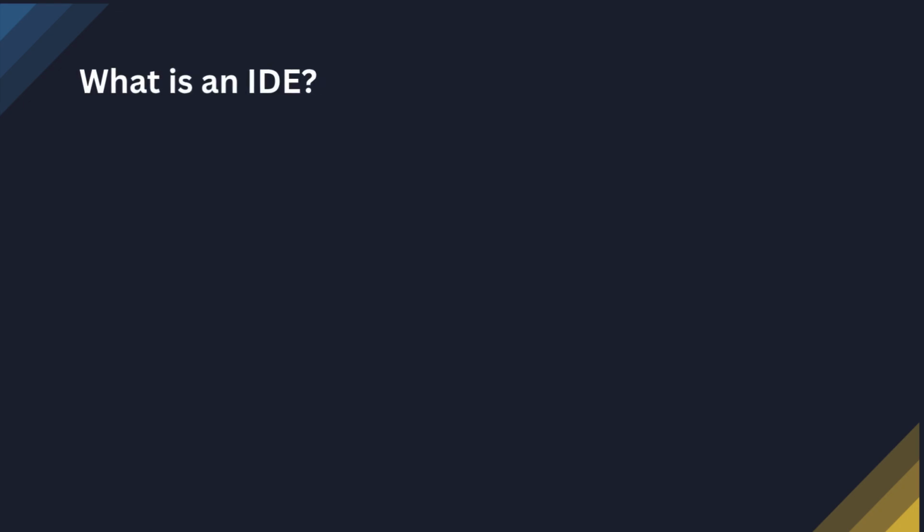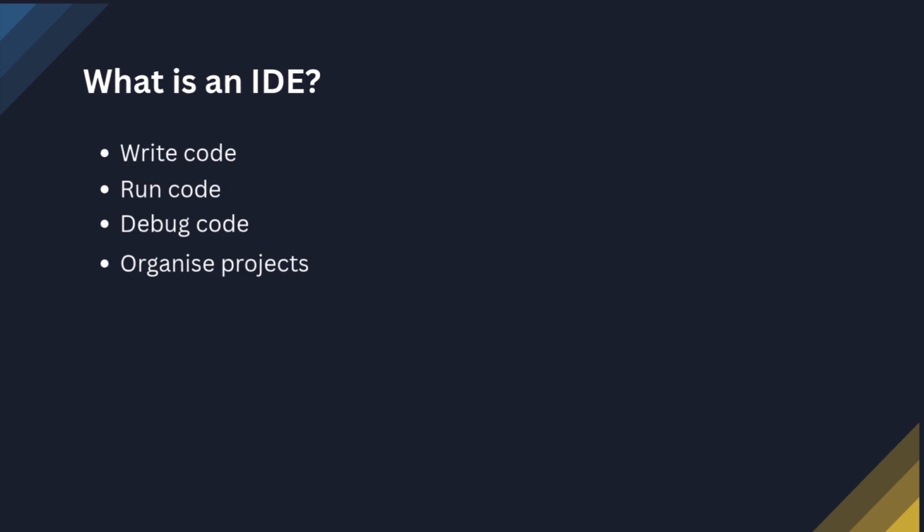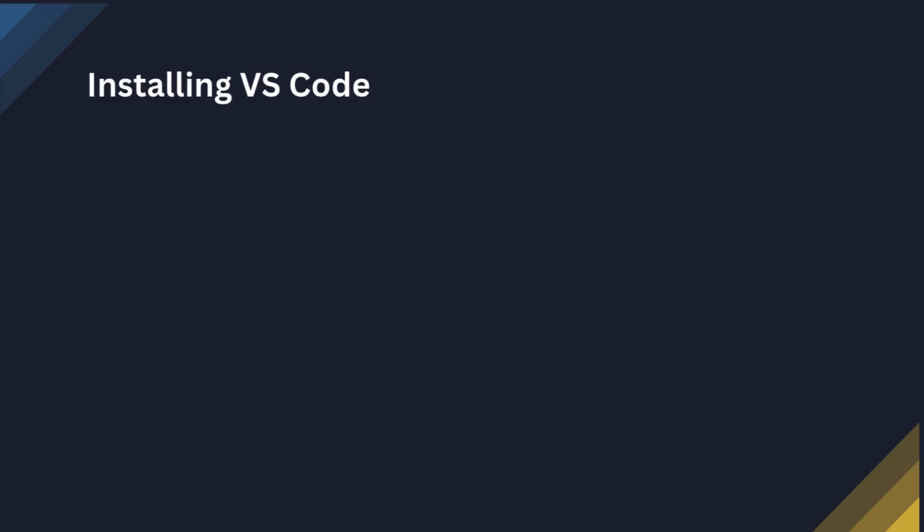Now let us see what is an IDE. An IDE, Integrated Development Environment, is a software used to write code, run code, debug code, and organize projects. You do not write professional code in Notepad. You use tools like VS Code or PyCharm. Now we will install VS Code. VS Code is lightweight, fast, and used by professionals.